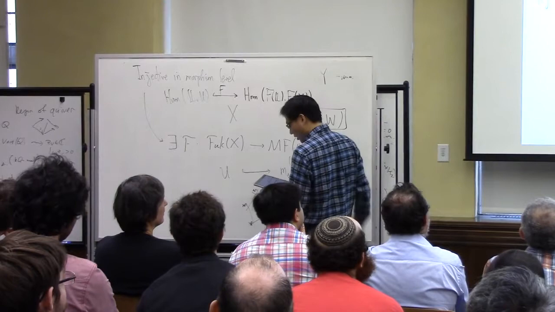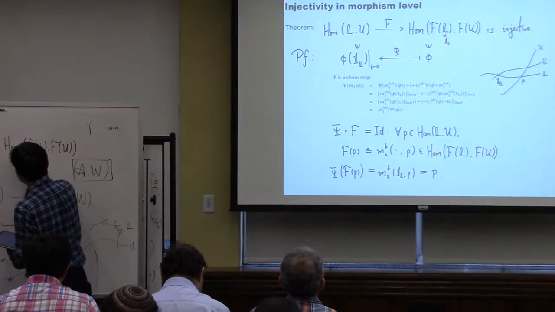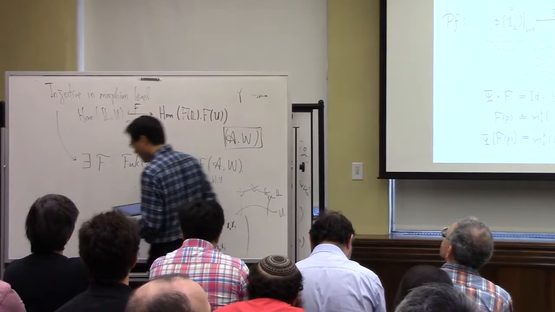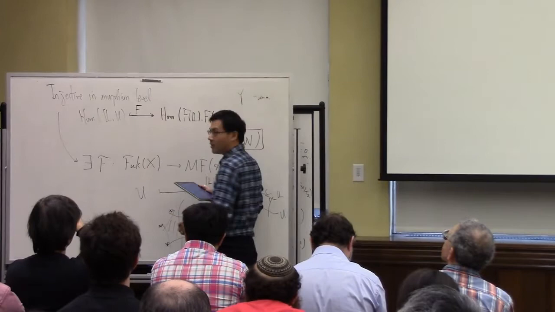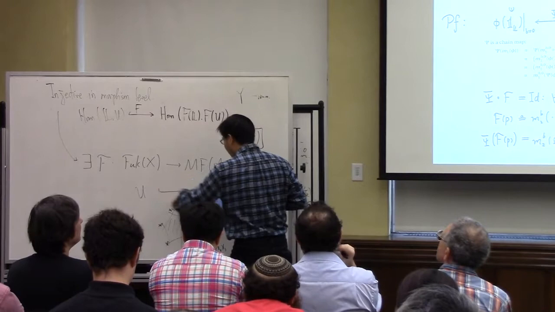And to prove the injectivity, what we need to do is build a right inverse to this map. This is the induced functor, and we want to build a right inverse out of that. L is your collection of Lagrangians. Yes, exactly. L is what we start with, and U is the Lagrangian we are transforming, and so we send U to a matrix factorization.